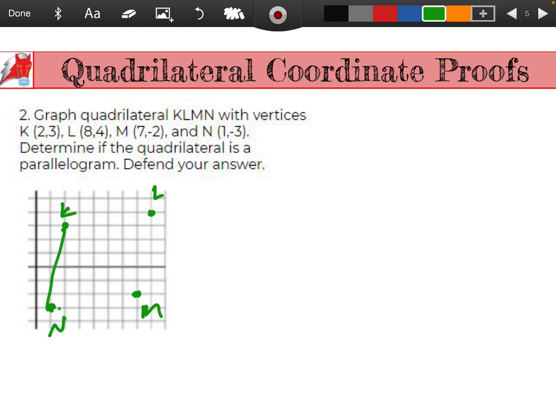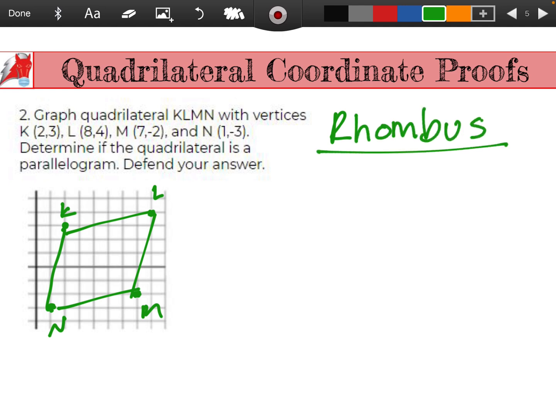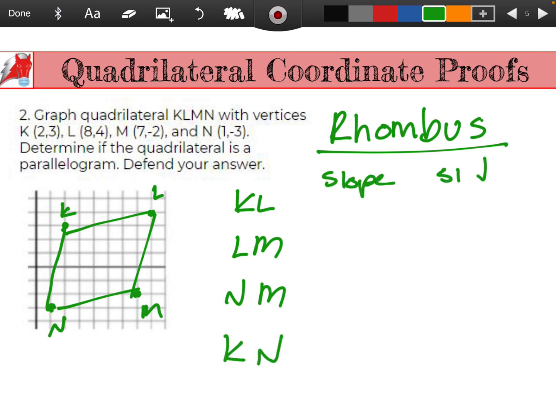Okay, now just looking at this, I'm saying, well, it looks like those slopes are going to be pretty much the same. I'm going to take a guess. I think this is actually a rhombus. Okay, but that means I need opposite parallel sides, and all the sides have to be congruent. So let's see if I can do that. K, L, L, M, N, M, K, N. Okay? Again, all you need is slope and side length. Find those pieces and see if you agree it's a parallelogram or if you agree with me that it's a rhombus.